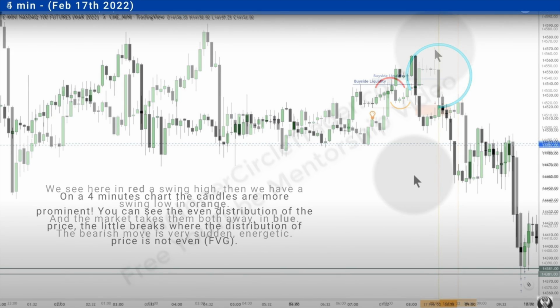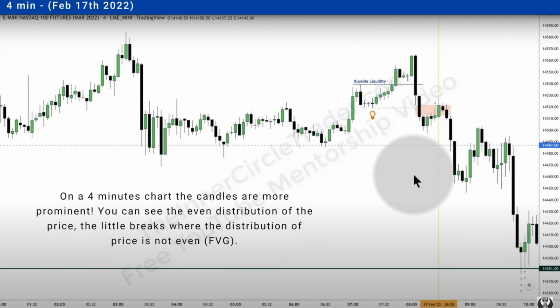Now let's drop to the 4 minutes time frame. And on the 4 minutes time frame, the candles are a little bit more prominent, so we can see it with a little bit more precision. You see here the even distribution of the price, the little breaks where the distribution of the price is not completely even. And you can see here on the 4 minutes the fair value gaps.